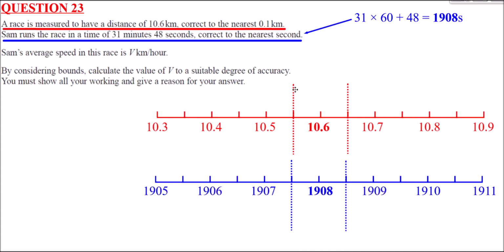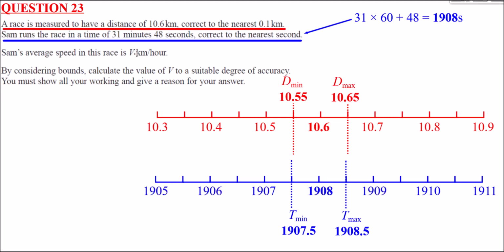So in other words, the boundaries, upper bound and lower bound for both: the minimum distance, d min, will be 10.55, and the maximum distance will be 10.65 kilometres. Similarly for the time, the lower bound of the time will be 1,907.5 seconds, and the upper bound of time will be 1,908.5 seconds.